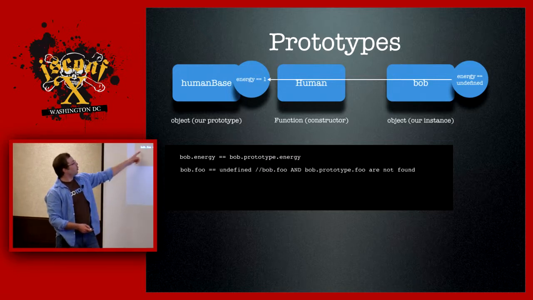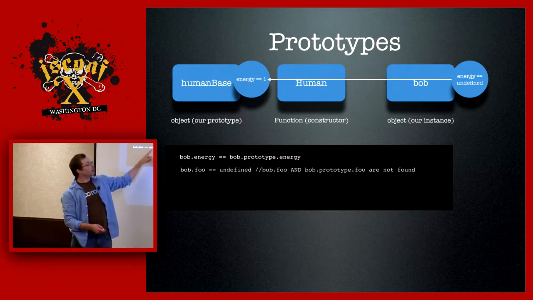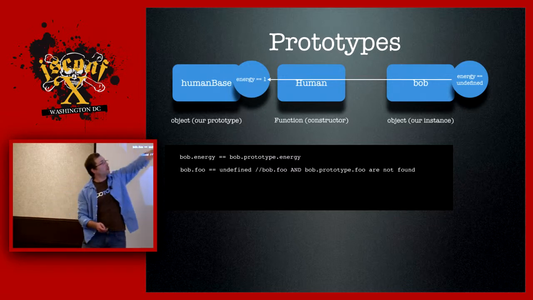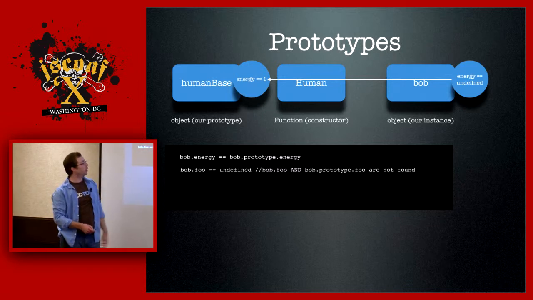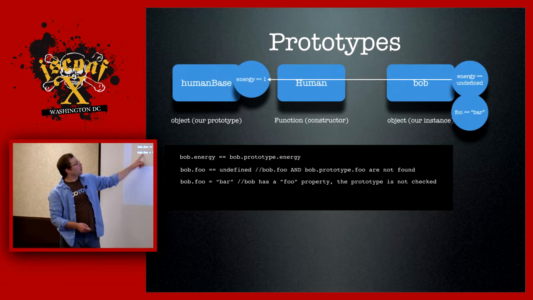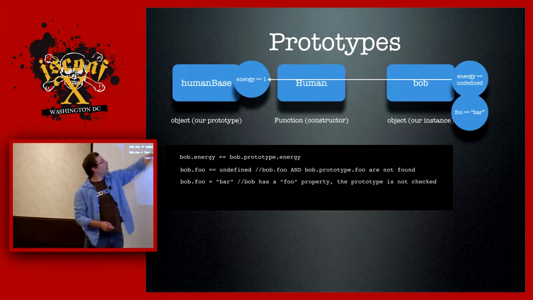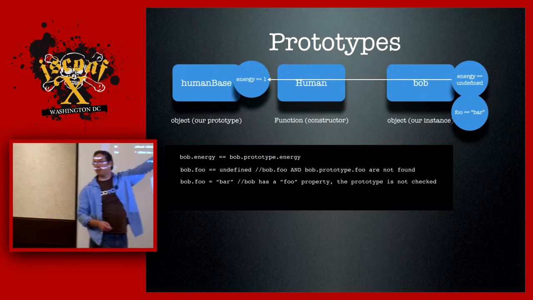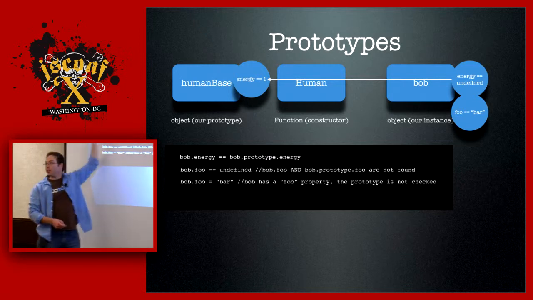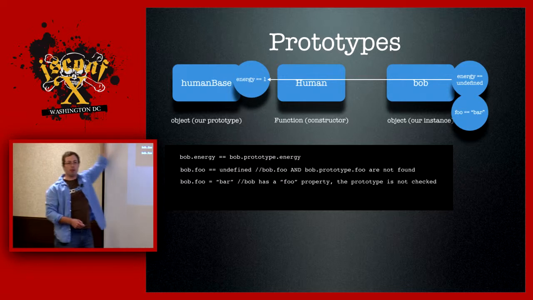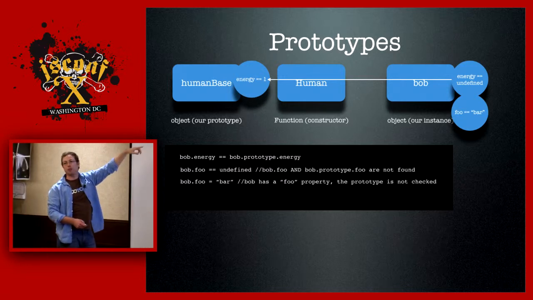If we look for Bob.foo, it's undefined, and it returns undefined because neither the prototype nor Bob have a property called foo. If we assign a property to Bob, foo equals bar, and then we go look for it, we're not going to go up this prototype chain. We're going to stop the first time we find it. And that inheritance model can keep going. So if there's more than one ancestor up here and you look for a property, it goes looking for it until it finds the first one in the chain.